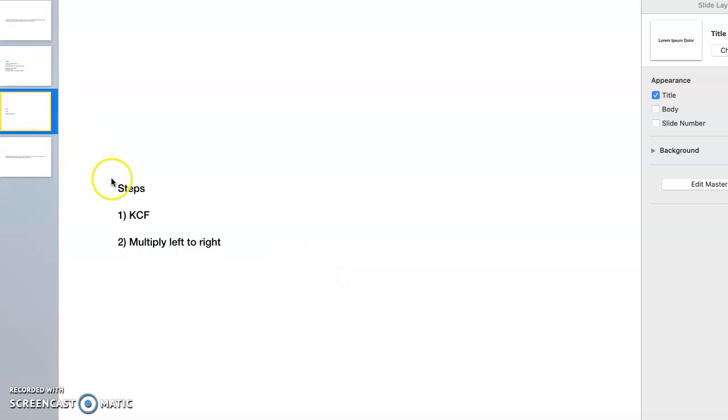Here are the steps to divide. The first step is keep, change, flip, or shorthand, KCF. Second step, multiply left to right. Now let's solve some problems.